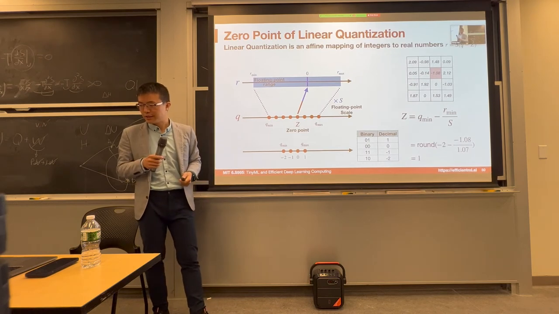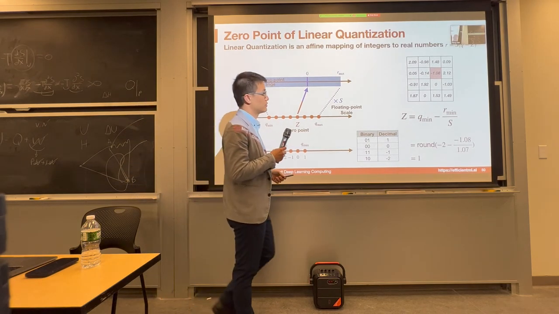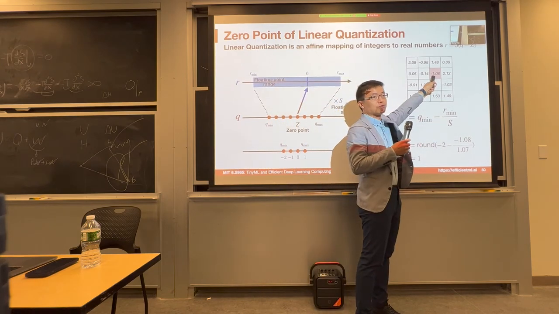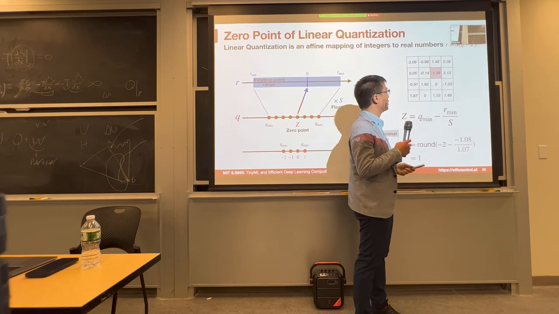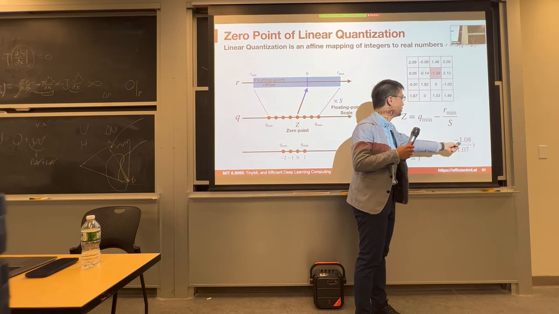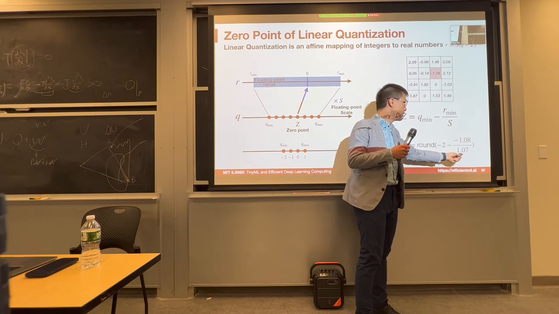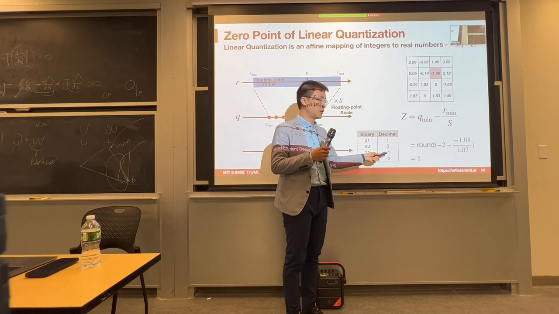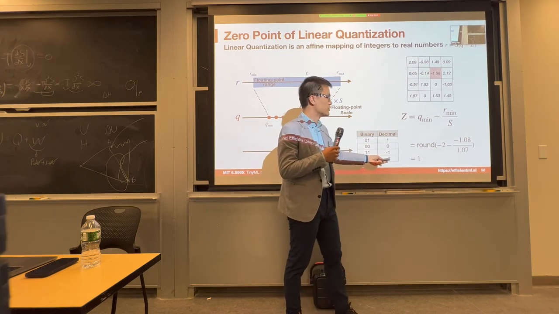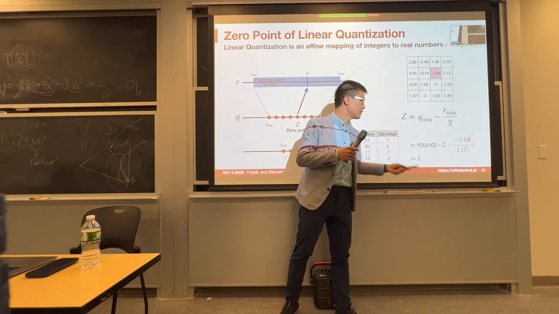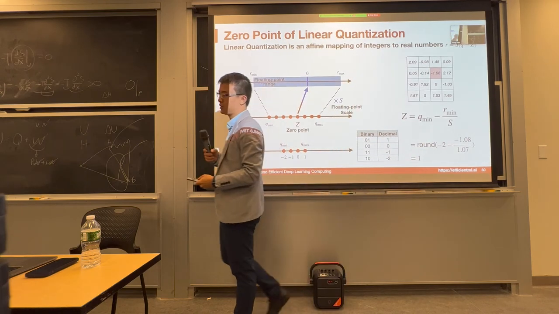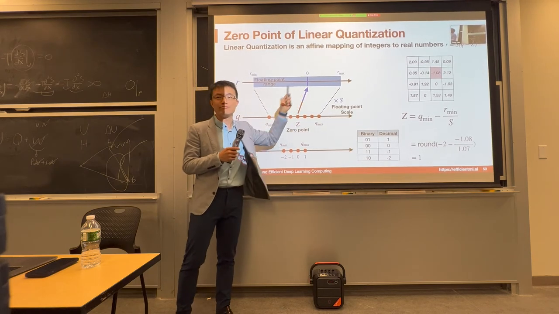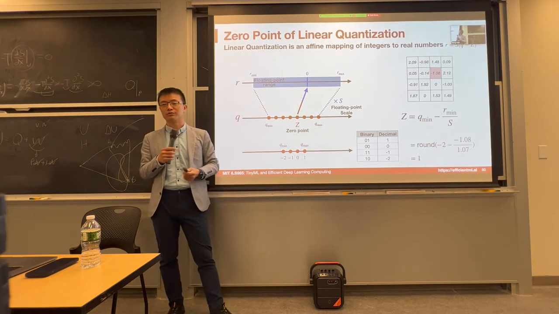All right, let's see in this example how we calculate Z, which equals Q min minus R min divided by S. R min is the smallest value in the weight matrix, which is minus 1.08. S is what we just calculated, 1.07. Q min is the smallest number in integer representation, which is minus 2. Therefore, we calculate this number and round it, and we get 1. In this case, this 1 in the integer representation will be mapped to 0 in floating point.